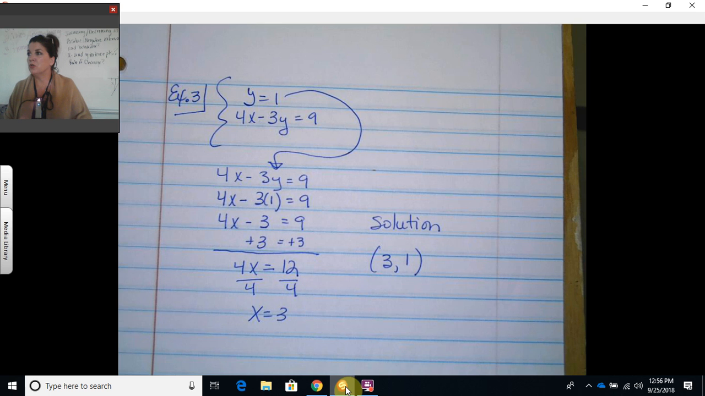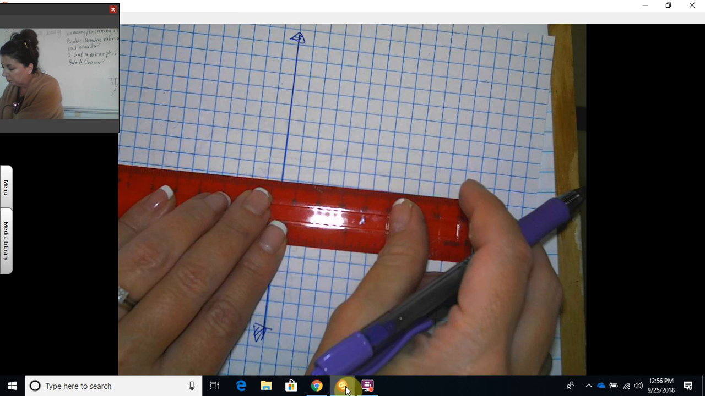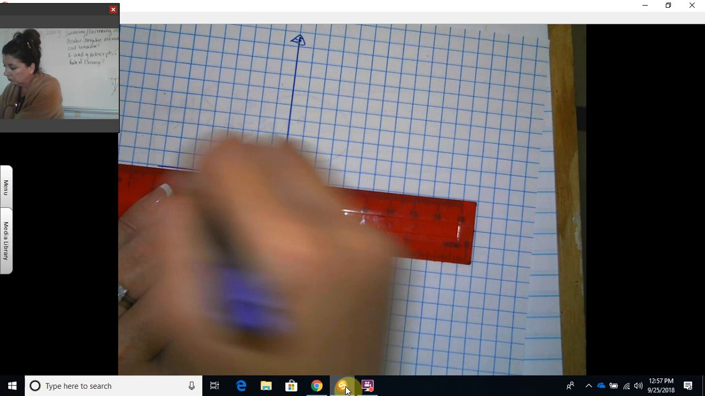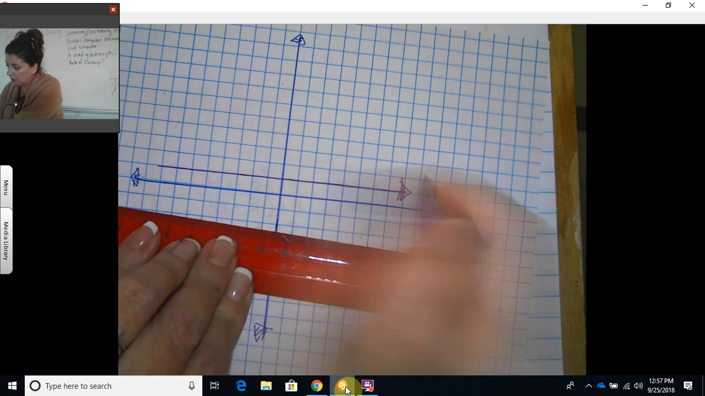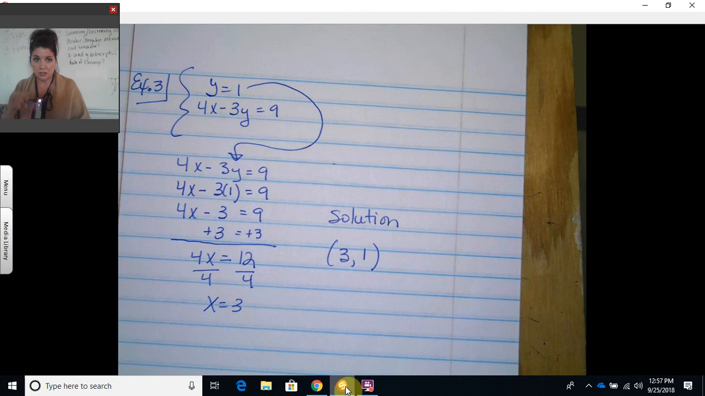Okay? So y equals 1, if there's no x in the equation, it's a horizontal line, correct? And that horizontal line would cross the y-axis at positive 1. So here is positive 1 on my y-axis. Y equals 1 would look like this. The other equation, if I wanted to graph it, I would either need to find the x and the y-intercept, or I could convert it to slope-intercept form. So I'm just going to go ahead and convert it to slope-intercept form because y'all are getting ready to have to graph on your own.